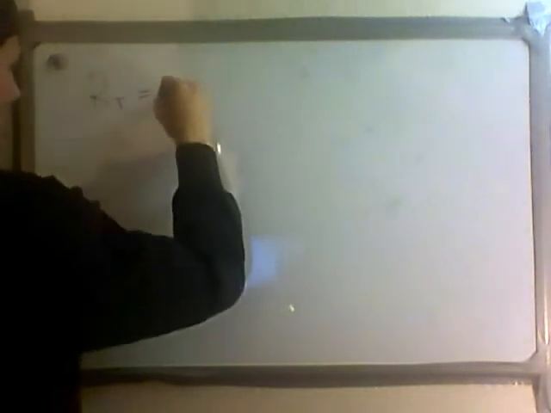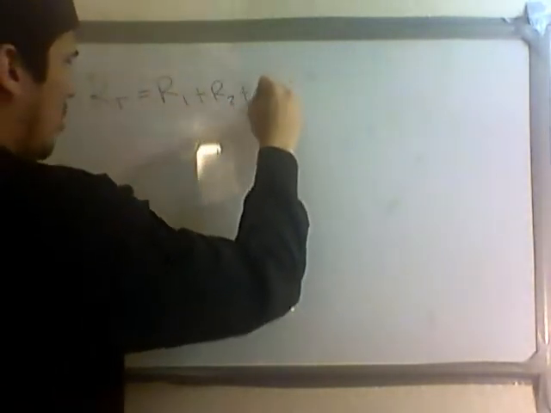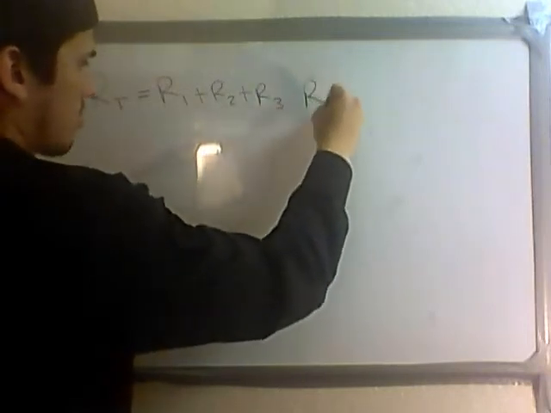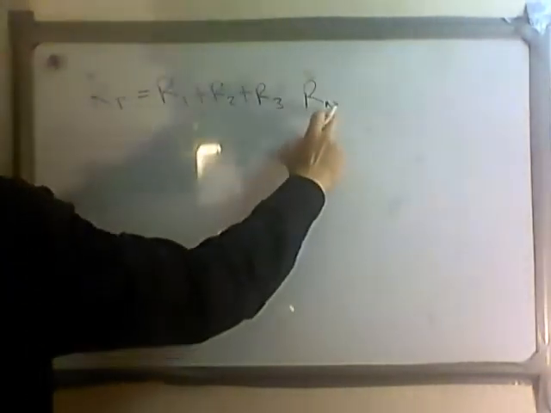So in a series circuit, we have to calculate the total resistance, we'll say RT. It's real simple in a series. You just add up all of the resistances, and that's going to be R1 plus R2 plus R3, and that goes on for as many resistances as are in a series circuit, up to Rn.